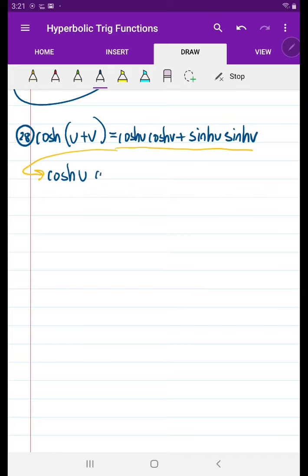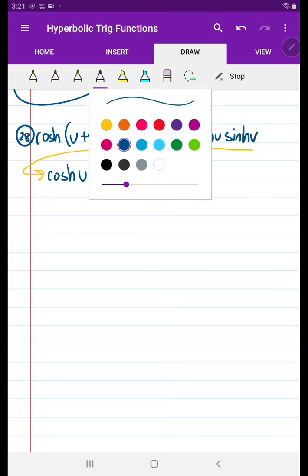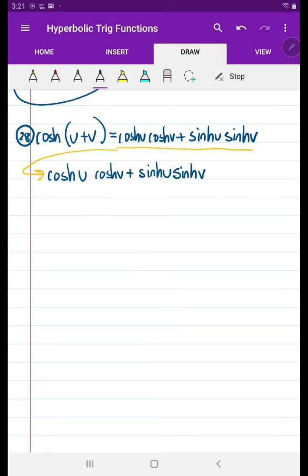So I have my cosh u cosh v plus sinh u sinh v, and actually I just realized these u's and v's probably can be confusing. That's a u, that's a pointy v, and that's more of a rounded u.